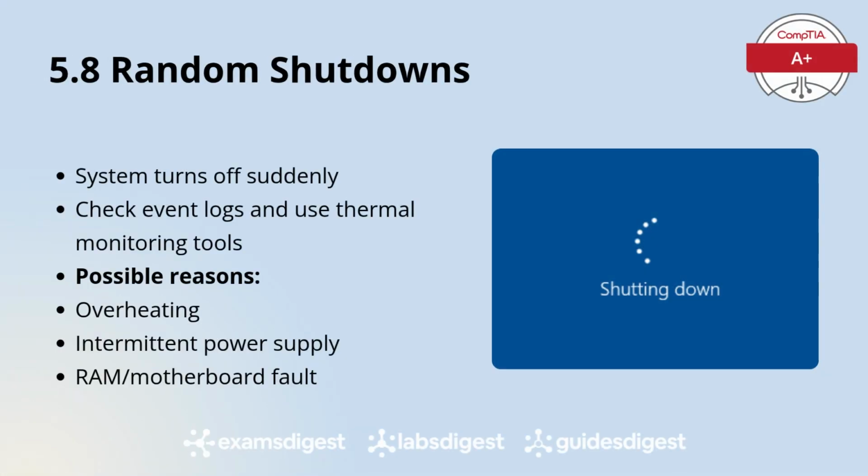Lastly, there's the issue of random shutdowns. The system powers on, runs for a bit, then suddenly turns off. This could be due to overheating, a failing power supply, a loose motherboard connector, or intermittent RAM failure. Diagnosing these takes patience, but tools like hardware monitors and multimeters are your best friends.